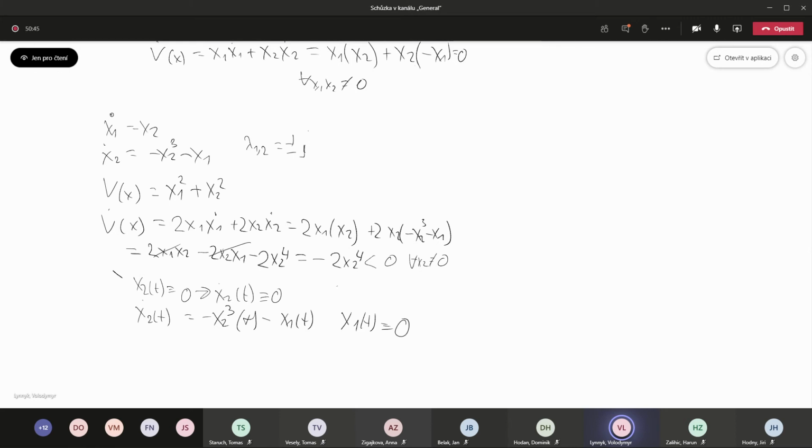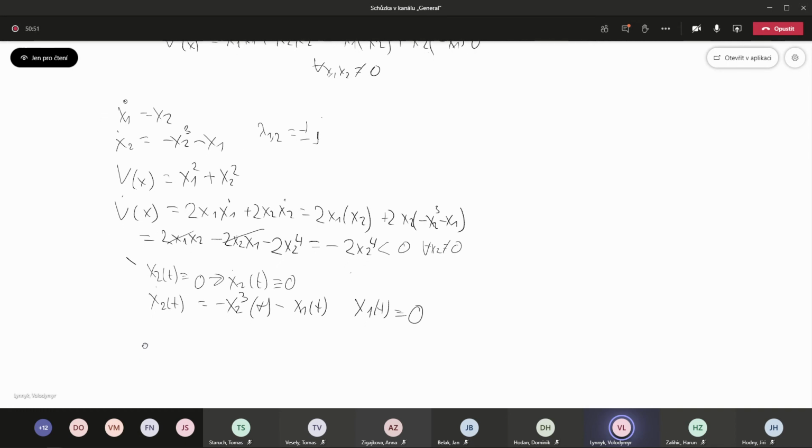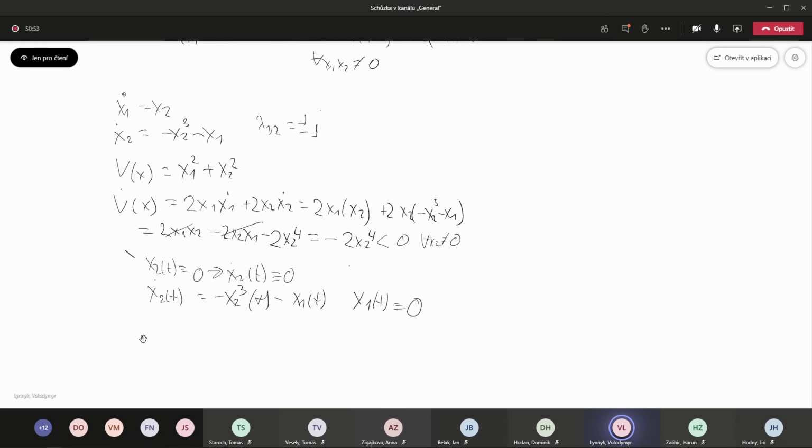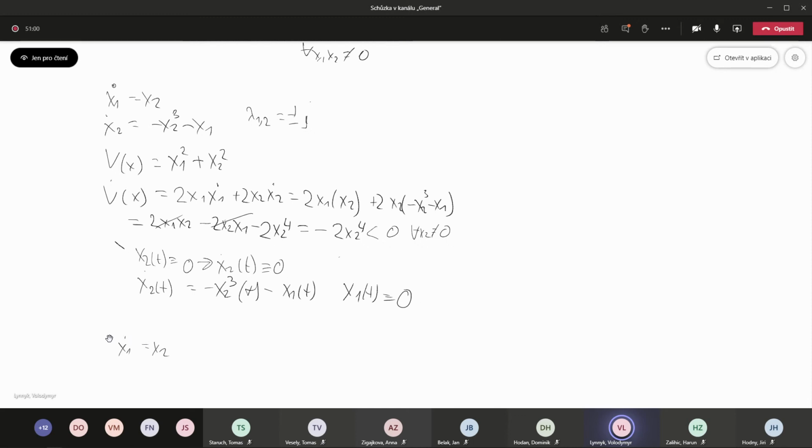Okay, let's calculate another example. Let's solve the third one: x1 dot equal to x2 minus x1 cubed, and x2 dot equal to minus x1.